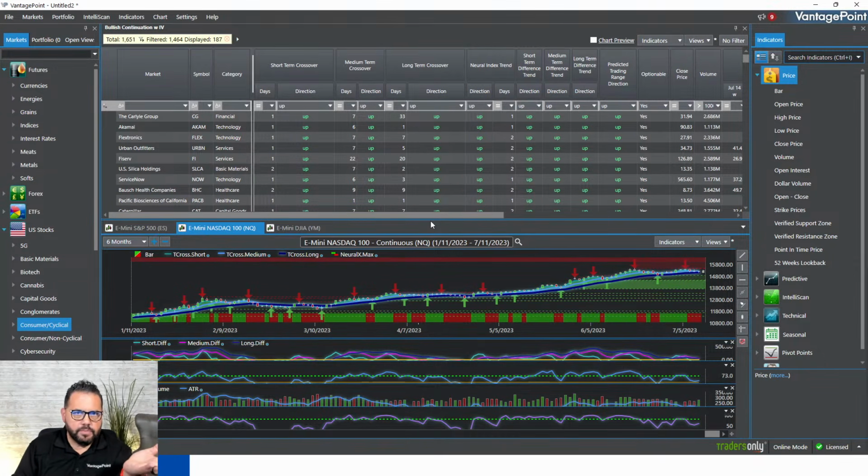You've got your profit objectives. You got those things you got to lay out. That's a personal preference. But because it's in VantagePoint, I know I've got some confidence here.